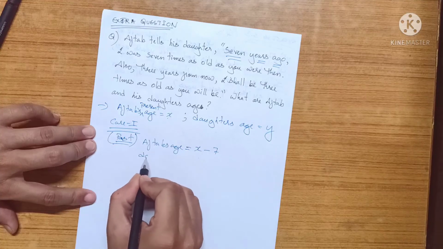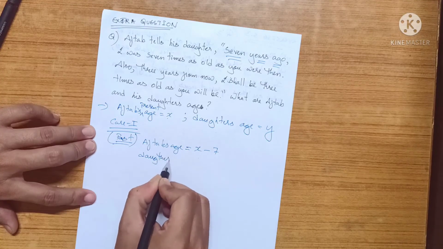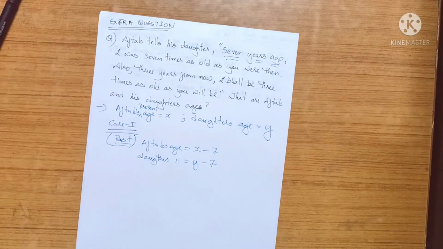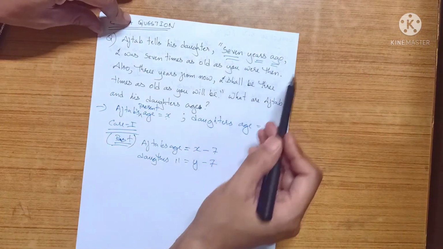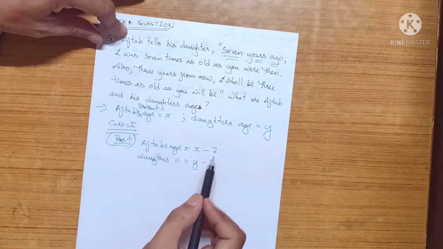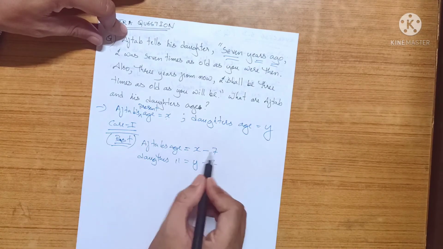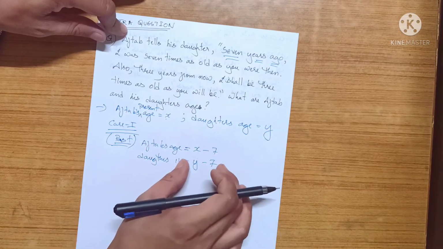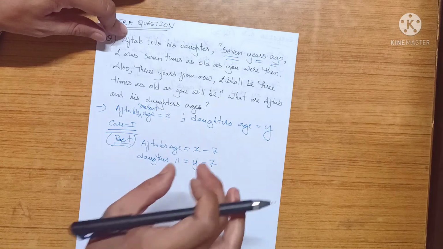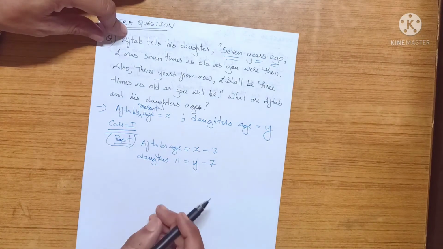And his daughter's age. Daughter's age will be y minus 7, because both of them would have been 7 years younger than the present. So 7 years ago, it's not like only one person would have been younger. So both of them are now this many years old, because we were talking about 7 years ago. So 7 years ago, Aftaf was this old, and 7 years ago his daughter was this old.